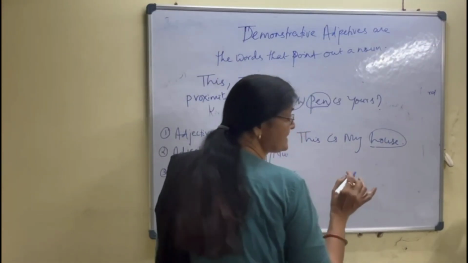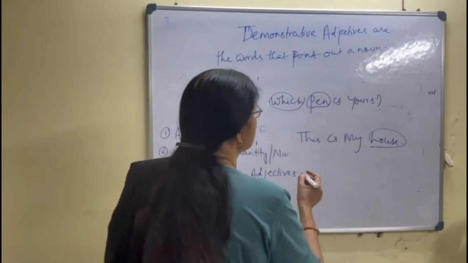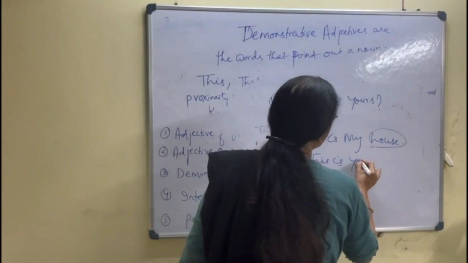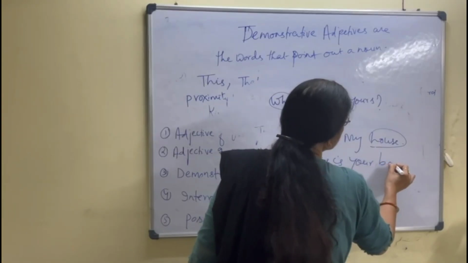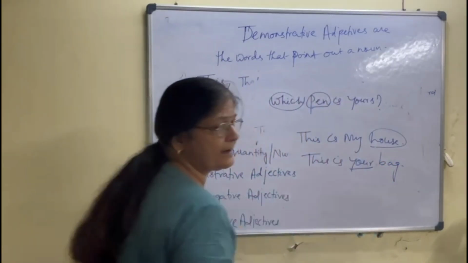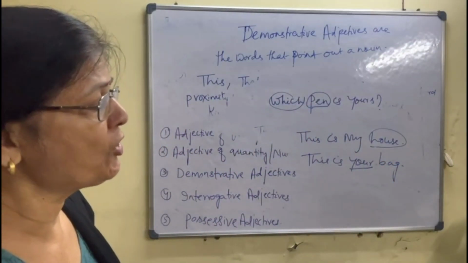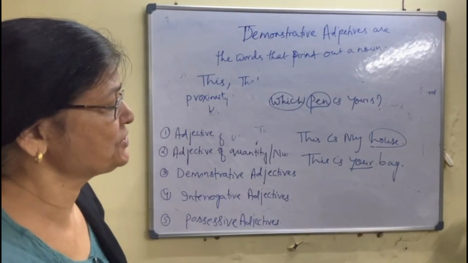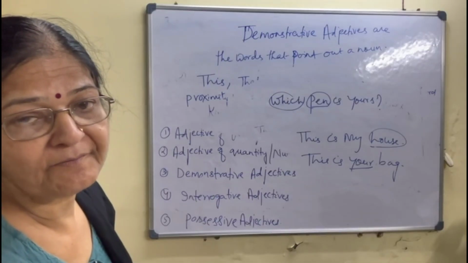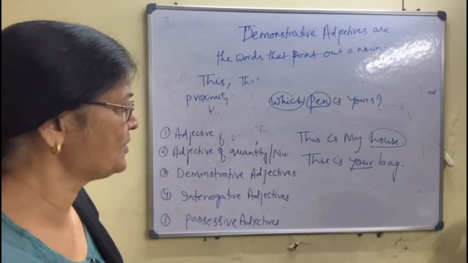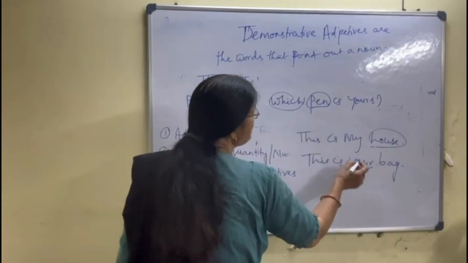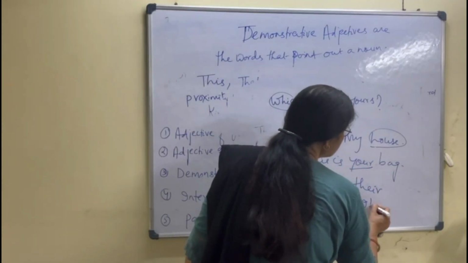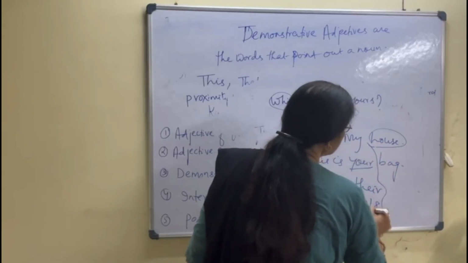We can further understand by some more examples. This is your bag. ये बैग किसका है? ये बैग तुम्हारा है. Now the word your, when used before bag, shows the possession of the bag by someone who is you. This is your bag. Hence, my, your, their, its, these are all possessive adjectives.